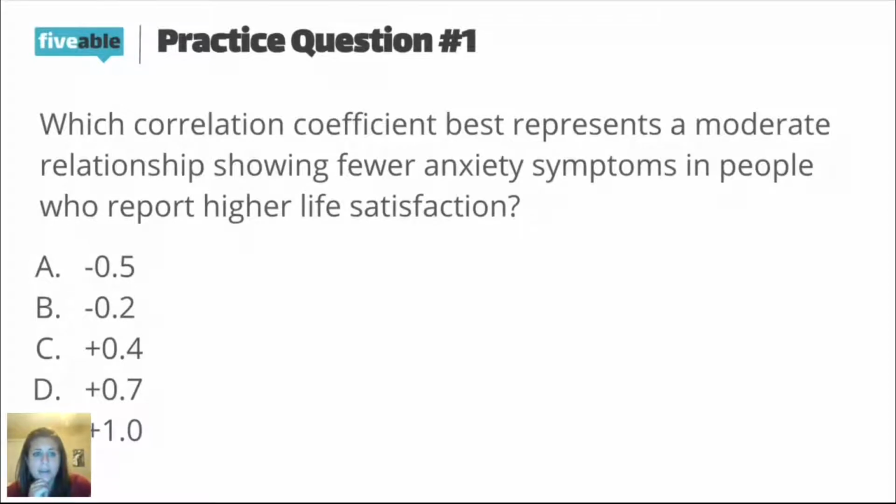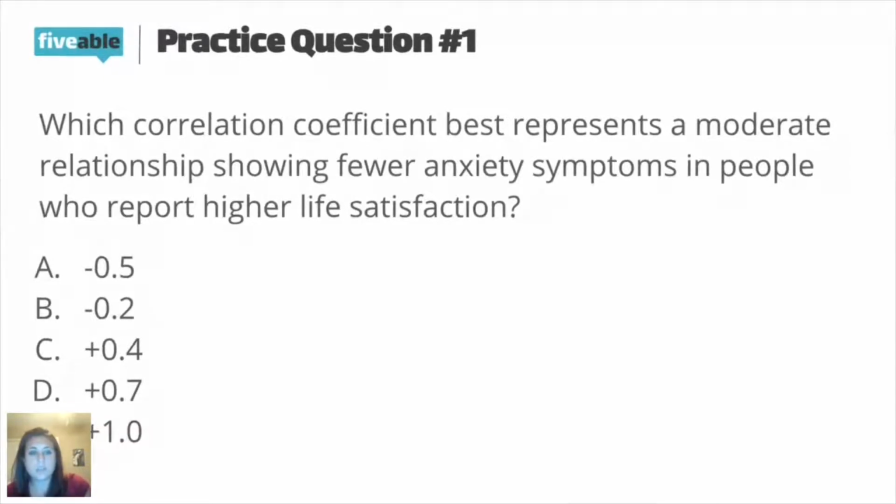And how do I get there? One is minus and one is plus. So we have to look at what the rest of the question says. Fewer anxiety symptoms. So that number is going down. Less anxiety, number going down. And people who report higher life satisfaction. So that number is going up. So we have one number going down and one number going up, which means that's a negative correlation or an inverse relationship. And so A is the answer that we can get to by process of elimination, because that's the one that has the negative in front of it.